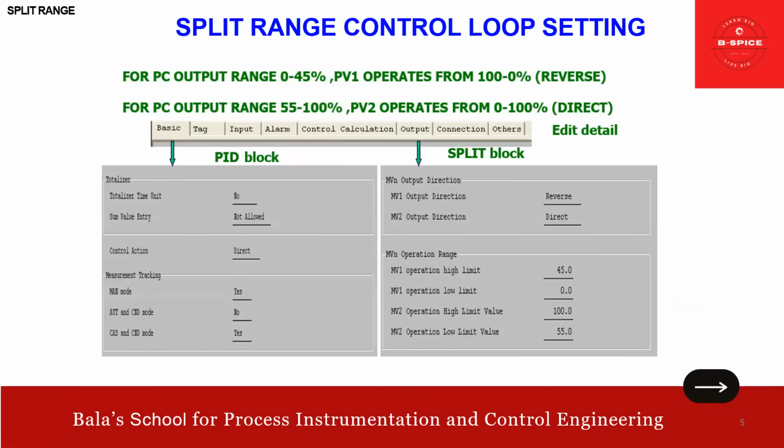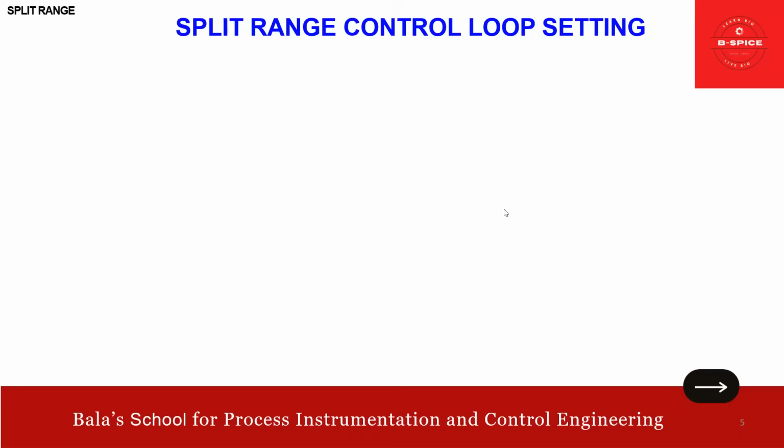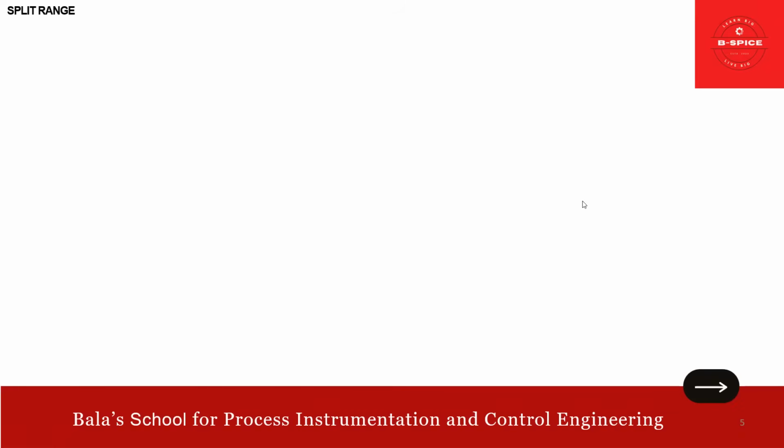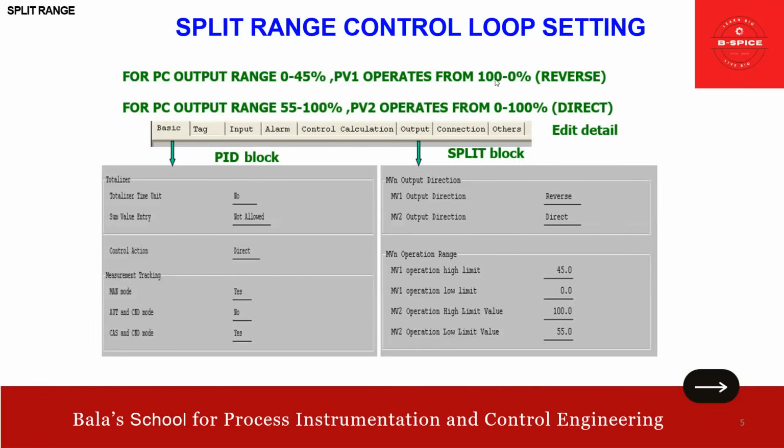This is a typical example. For example, my PC output range is 0 to 45%. So if we set that 0 to 45%, can you see here, this is your MV1. MV1 minimum is 0 and high is 45. So this is my MV1. The PV1 operates from 100% to 0%, because here it is reverse, because this is going to close, right? That is why it's reverse.